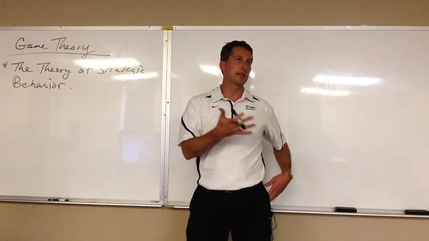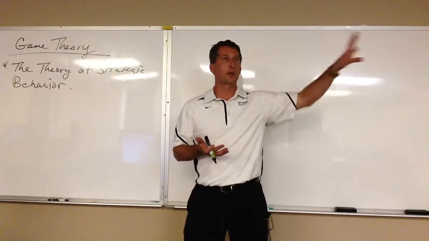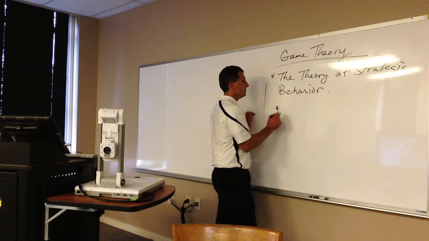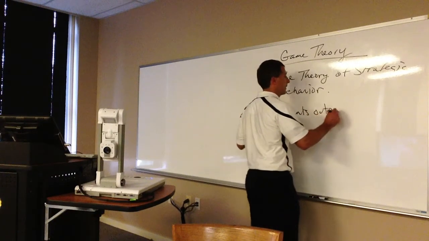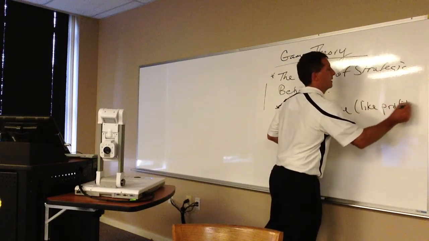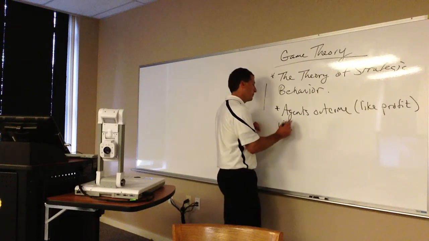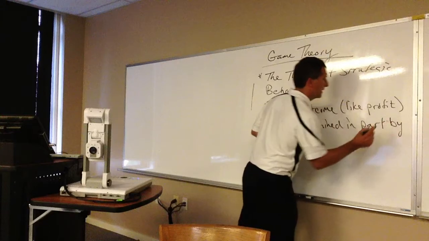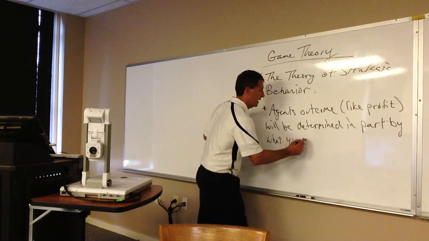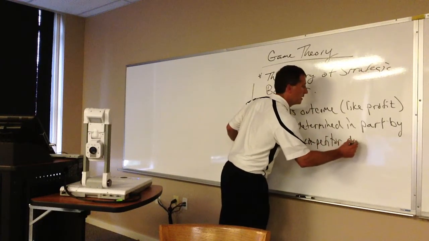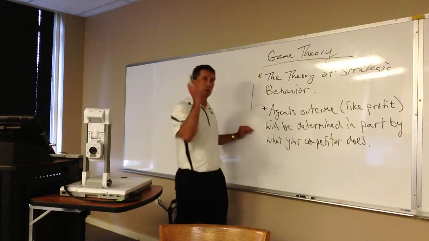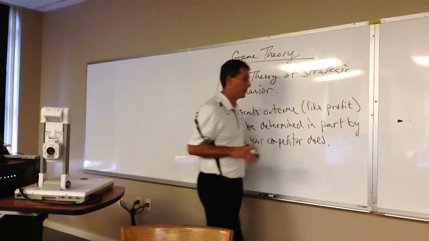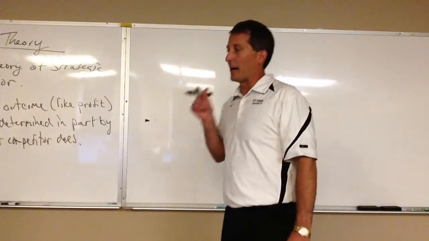So here, the outcome of profits was somewhat determined by what other people did, and it was just given to you, and you reacted accordingly. But now, an agent's outcome, let's just say like profit, will be determined in part by what your competitor does. In perfect competition, you decided, I'm going to produce this quantity at marginal cost, but now your outcome is going to be determined in part by what your competitor does.